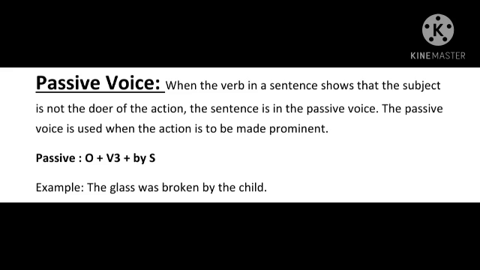In all passive voice, the verb will be used in the third form only, and before the subject, we use the preposition by. In passive voice, the object of active voice is shifted to the place of the subject. So this object becomes the subject in passive voice. Now the example we have seen in active voice: the child broke the glass. The passive form will be: the glass was broken by the child.